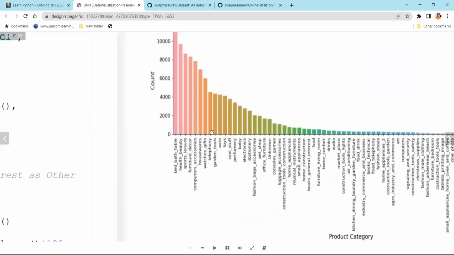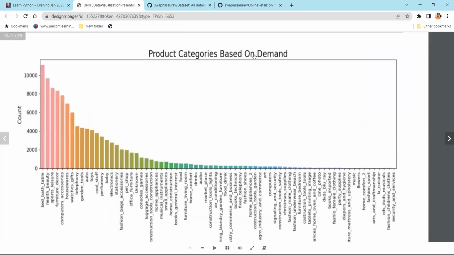This talks about product categories based on demand. When we talk about demand, we are not talking about the revenue, but we're talking about the count of the product. The products which are high in demand are the ones for which there is a large number of customers. So if you talk about bed, bath, and table, they sold maybe close to 12,000 products.